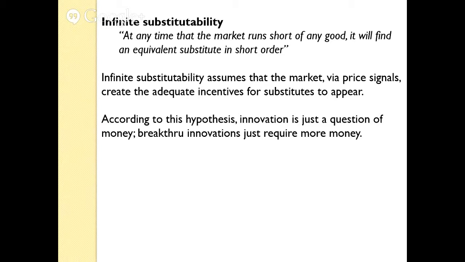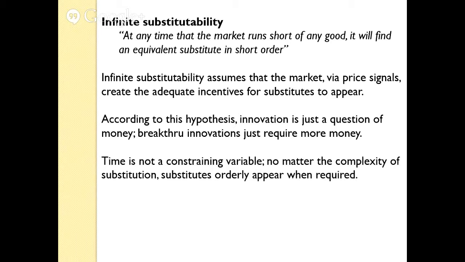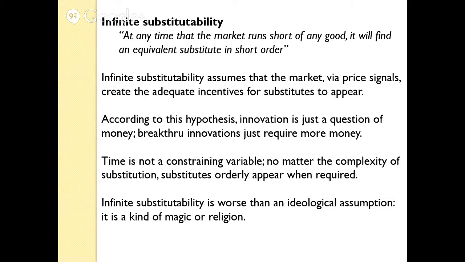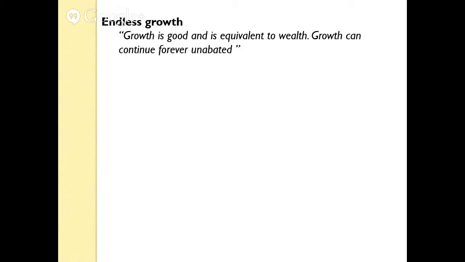According to this hypothesis, then, innovation is just a question of money. So breakthrough innovation just requires more money. Everything is money. It has a lot to do with commodification. Timing is not a constraining variable. No matter the complexity of substitution, substitutes orderly appear when required. Infinite substitutability is worse than an ideological assumption. It is a kind of magic, or religion, because it's a kind of belief. You believe that because you happen to need something, something is going to appear. And this is not the case, unfortunately.